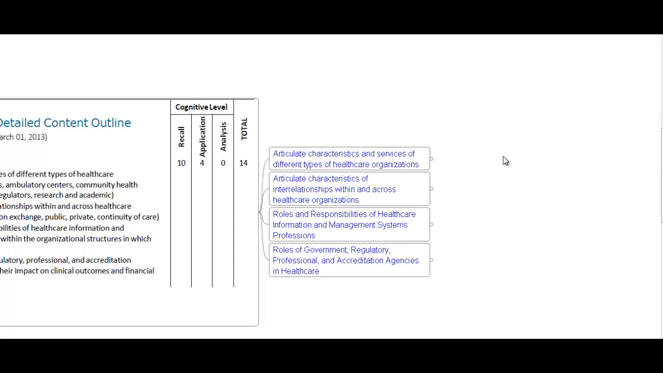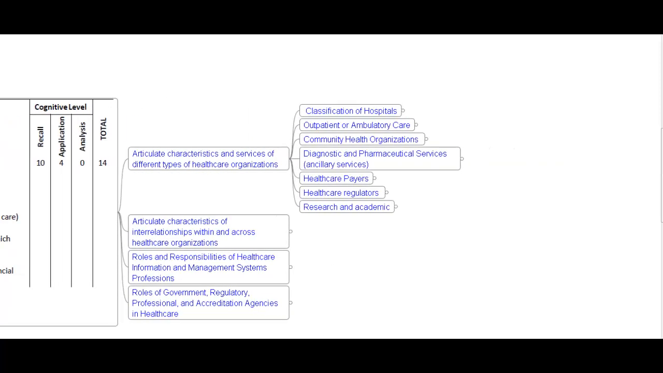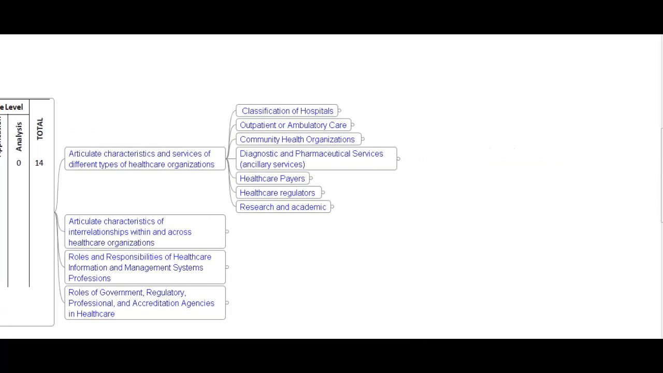We will study the first topic: articulate characteristics and services of different types of healthcare organizations. Let us take a deeper look at each one. Classification: hospital, outpatient or ambulatory care, community health organization, diagnostic and pharmaceutical services, also known as ancillary services, healthcare payer, healthcare regulators, and research and academic. These are different types of healthcare organizations.